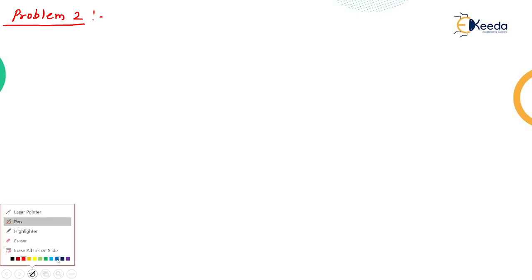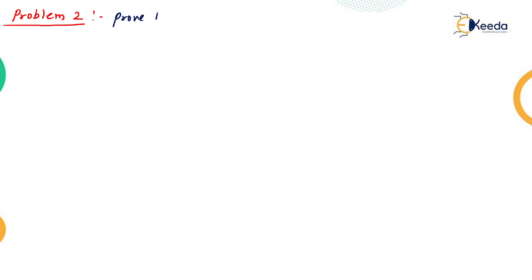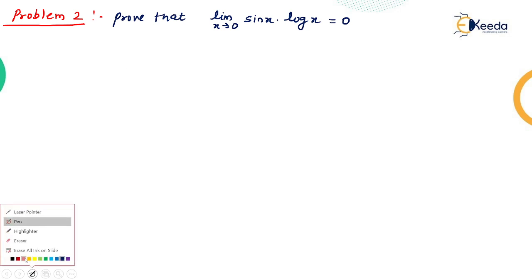Now we are going to discuss problem number 2. Let's see what problem number 2 is. Prove that limit x tends to 0 of sin x into log x is equal to 0. We have to prove this. So let's see how to write its solution.